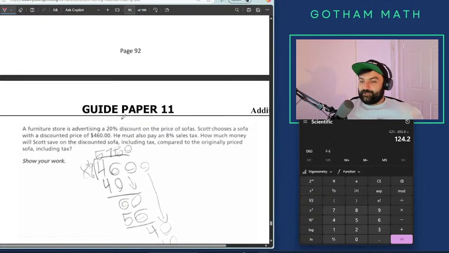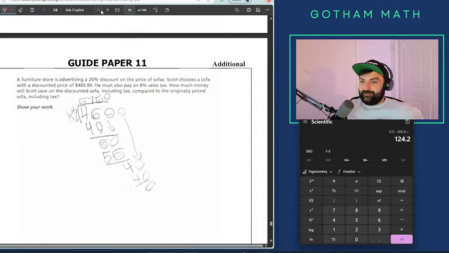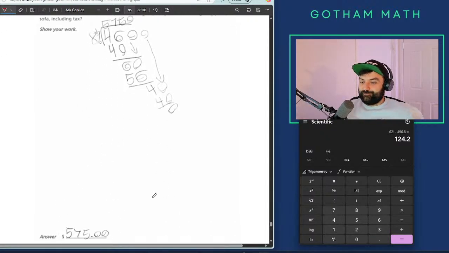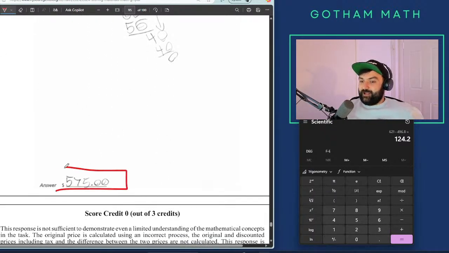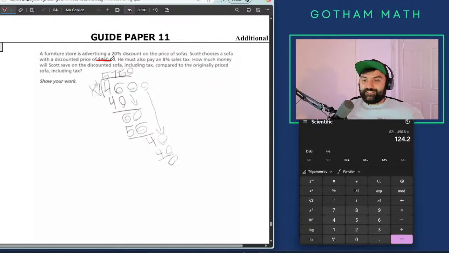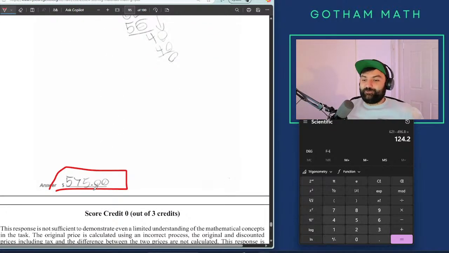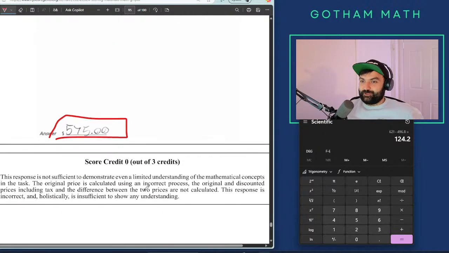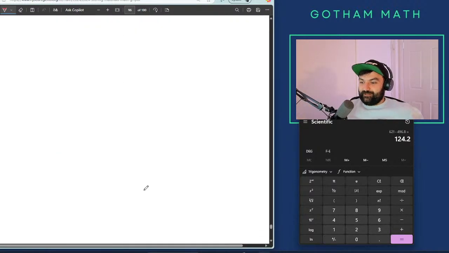Do we have to discuss? I don't think there's anything to discuss. No, this is not. There's just no work. Like, what are you doing? 575. That's how much you save. $575. 0.00. Yeah. The original price is 460, but you will save 575. Wow. That's a great choice. Anyone else? Any other geniuses? No. Okay.